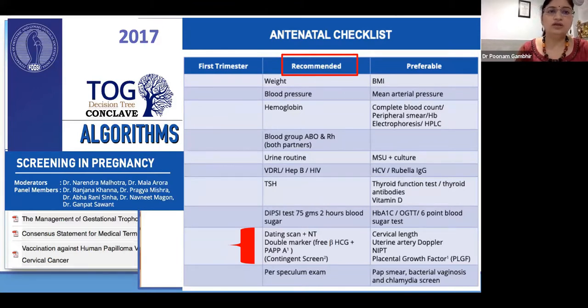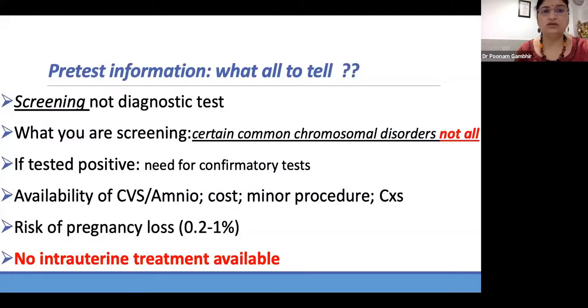So what all to be told in the pre-test information? That it's a screening test. It will detect, or try to detect, certain common chromosomal disorders. If these tests turn out to be positive, we further need confirmatory testing, and then give them the information regarding the availability of the confirmatory testing, their cost, etc. And after all, besides this, no intrauterine treatment is available.